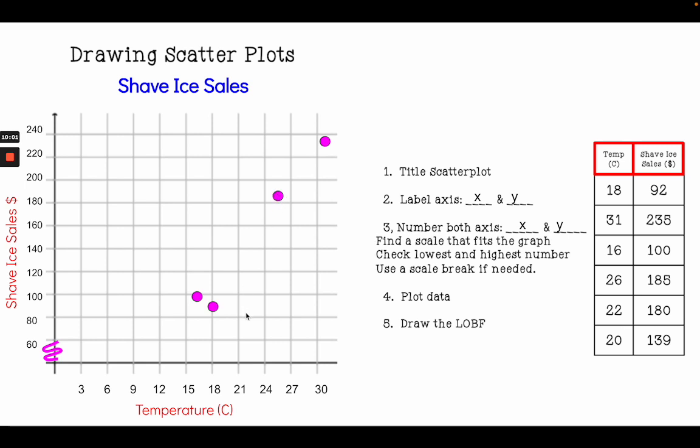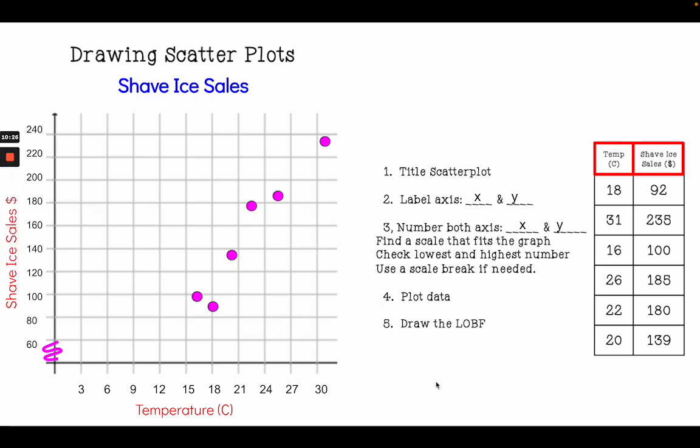My next one is 22 and 180. So 22 is right after here. 180, plot a point. And lastly is 20 and 139. So right here, 20 is before 21. We're going to go up to 139, which is under 140, and plot a point. So that is plotting data.